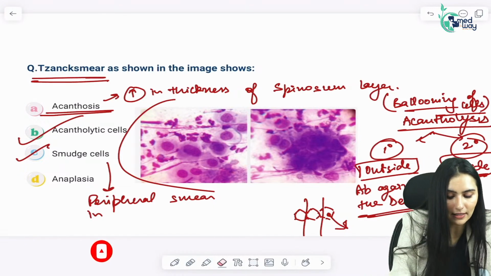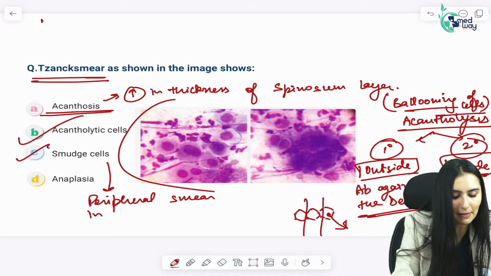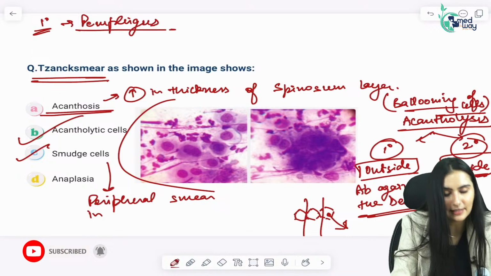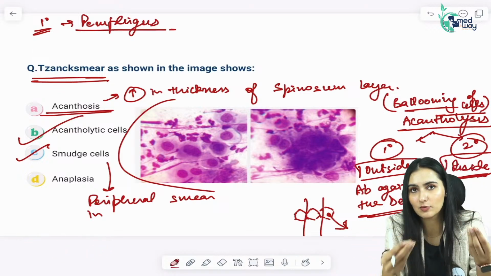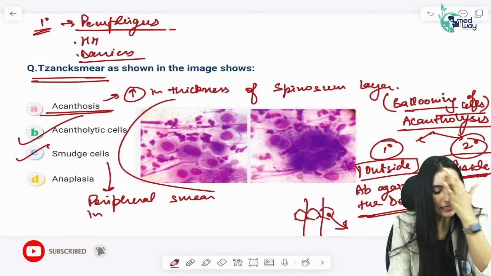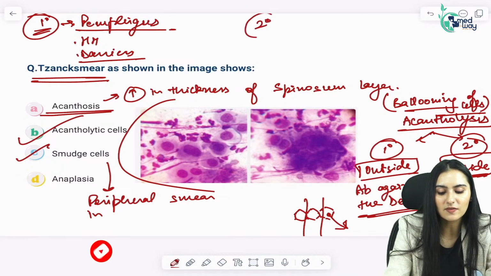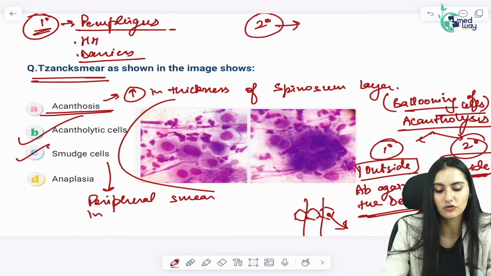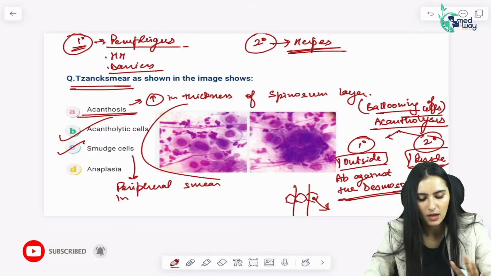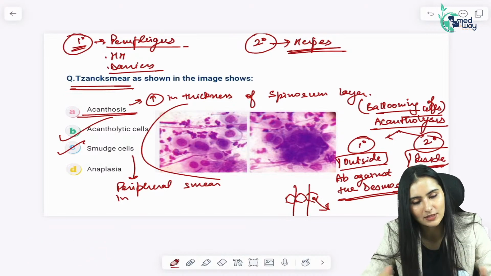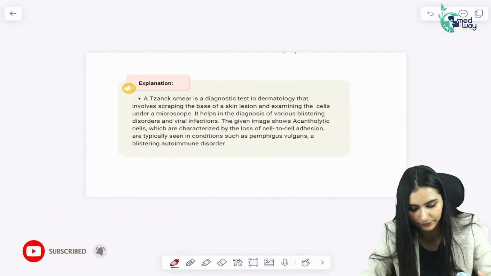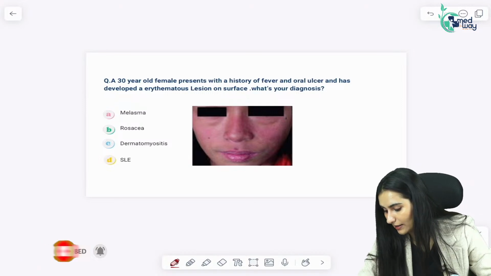So, what are the causes for primary acantholysis? For primary acantholysis, think of pemphigus. Why? Because autoimmunity is there. Antibodies against desmosomes are present. Think of Hailey-Hailey. Think of Darier's. So these are the causes of primary acantholysis. What is the cause of secondary acantholysis? Something from inside the cell is causing disruption, generally herpes. It is the cause of secondary acantholysis, okay? But the answer was very simple. Tzanck smear will show Tzanck cells. What will it show? Acantholytic cells, okay? Tzanck cells. Simple. I hope you guys are understanding.